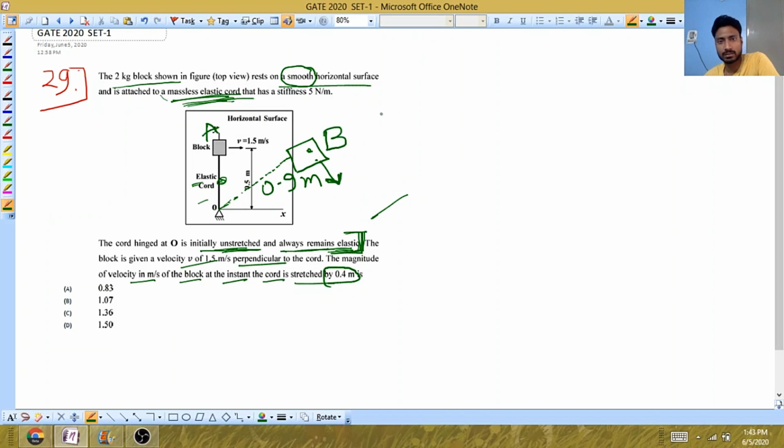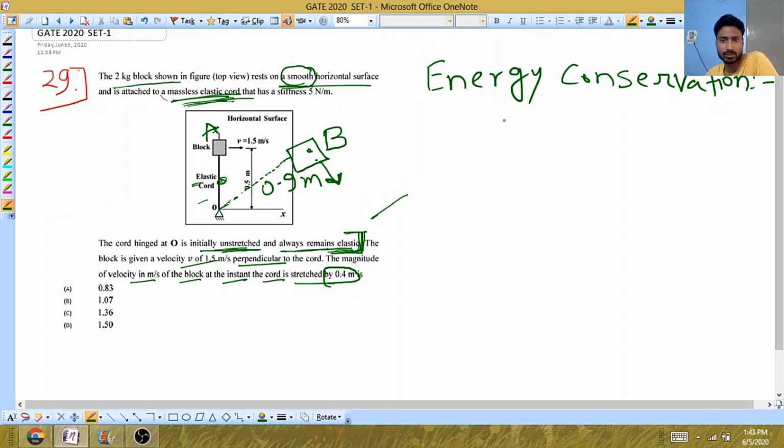Now we will apply the conservation of energy principle. Why? Because they have said the surface is smooth and no other external irreversibilities are observed. So in that case we can conserve the energy. Remember, energy conservation can be applied whenever friction or drag is absent. Okay, so it will be very easy to use this. We will take the total energy at A, and that will be the same as the total energy at B.